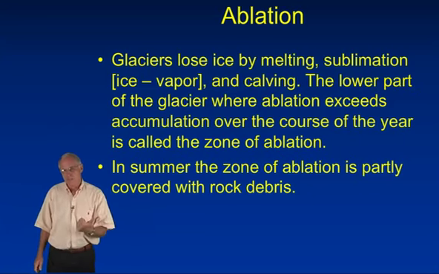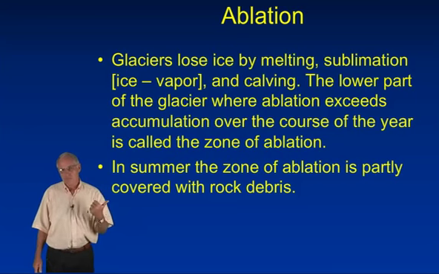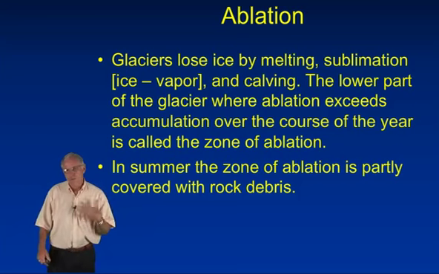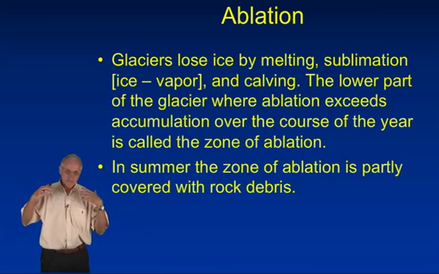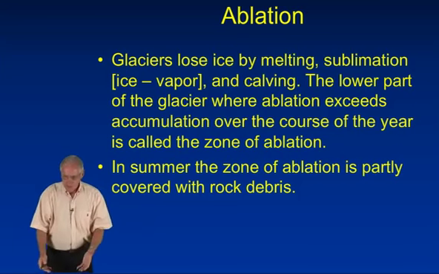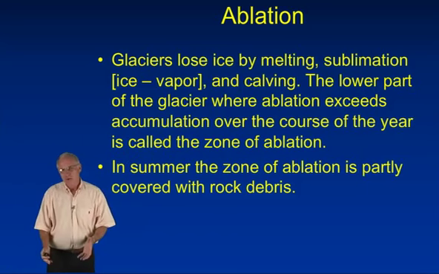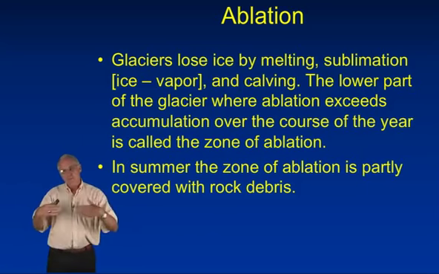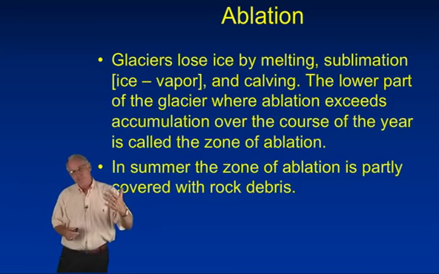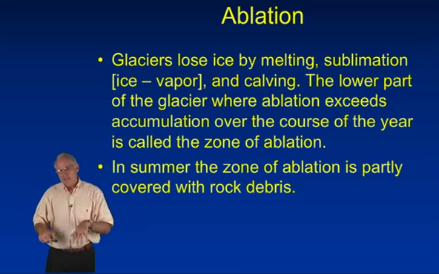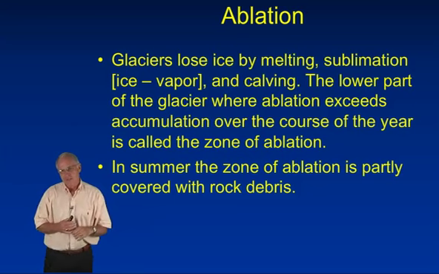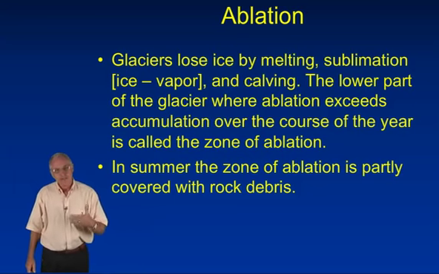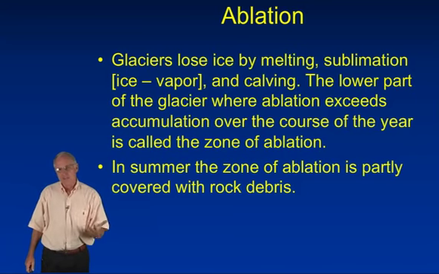that's sublimation. The third process of ablation is calving. This is the most spectacular form of ablation, where big chunks of ice fall off the glacier, often with a very noisy process and a lot of oohs and ahs for people that witness it, and a big wave is generated as the block of ice falls in the water, and ice is lost in that fashion. Only glaciers that terminate in the ocean lose ice in that fashion.